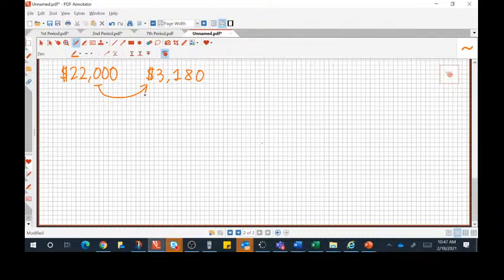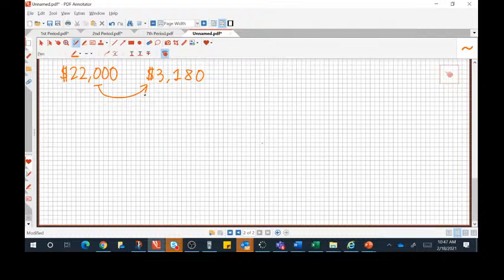So 3,180 is the final price. The part is going to be the difference, right? It's how much less are you paying? That's a good question. Let's see what we got here. Come on up in 5, 4, 3, 2, 1.